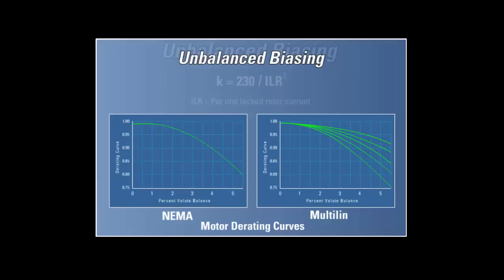K may be calculated conservatively as K equals 230 divided by ILR squared, where ILR is the per unit locked rotor current. For a typical estimate, K equals 175 divided by the locked motor per unit current squared. For a conservative estimate, K equals 230 divided by the locked motor per unit current squared. Note, for synchronous motors, use a K factor of 8.